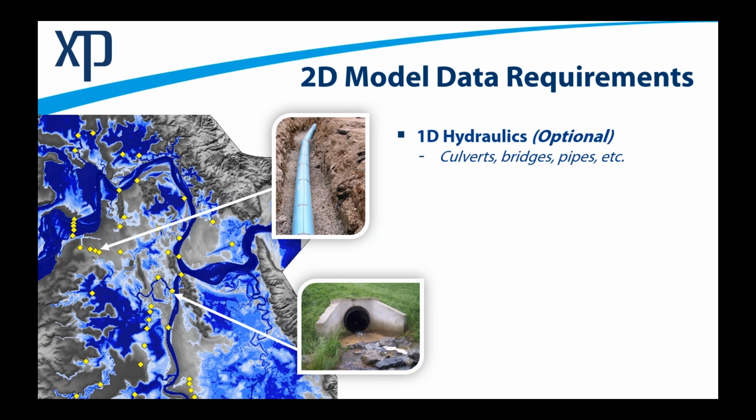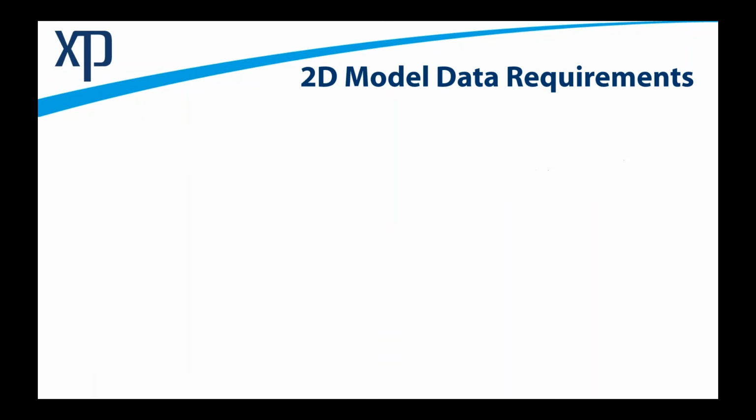So just a quick summary of the data requirements. It's much less than what most people think. We start with the surface data, your topography data sets. Your boundary conditions, so it's your rainfall, your tidal water levels. Land use information, so that's your aerial photography. And then there's also that optional 1D hydraulic component.